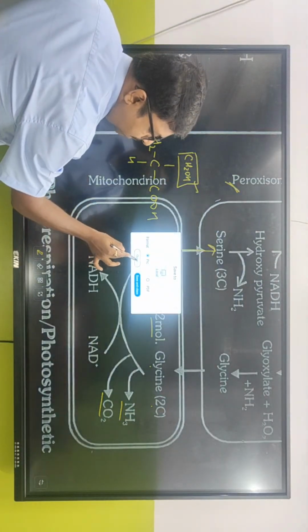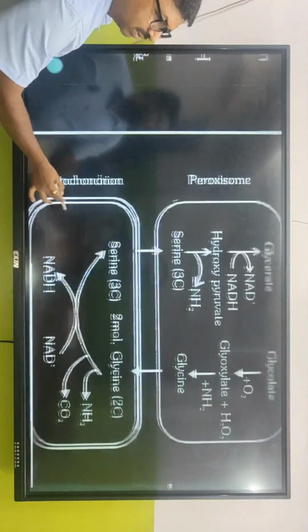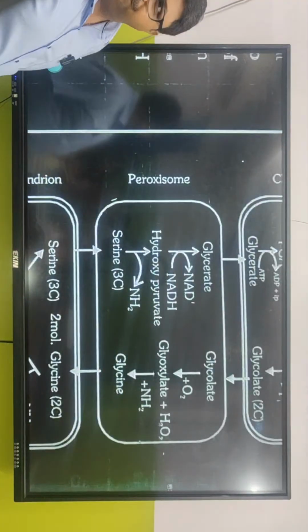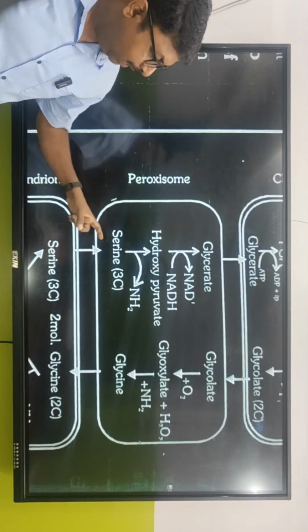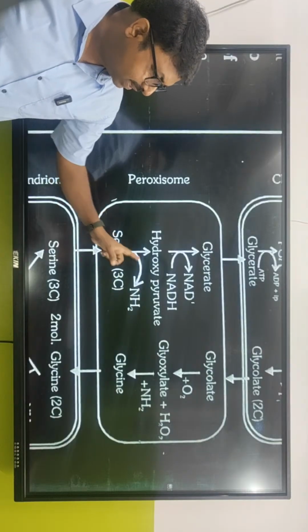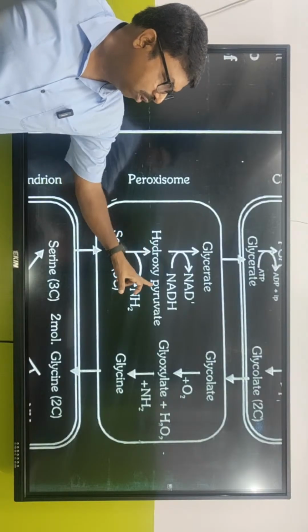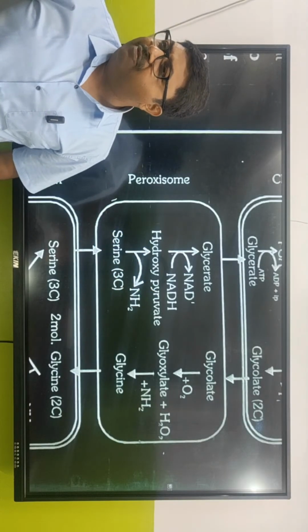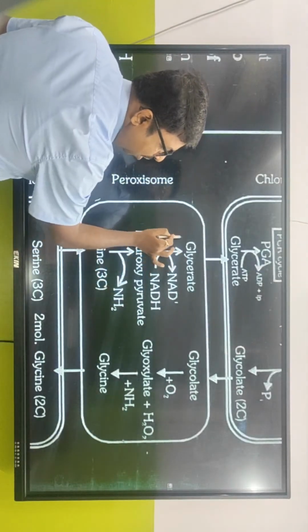But during this formation, one NAD binds with another hydrogen to form NADH. This serine comes back to peroxisomes. From this serine, which is a 3 carbon compound, what happens? Ammonia comes out from the serine. And what forms? Hydroxypyruvate. From hydroxypyruvate, it forms into glycerate.